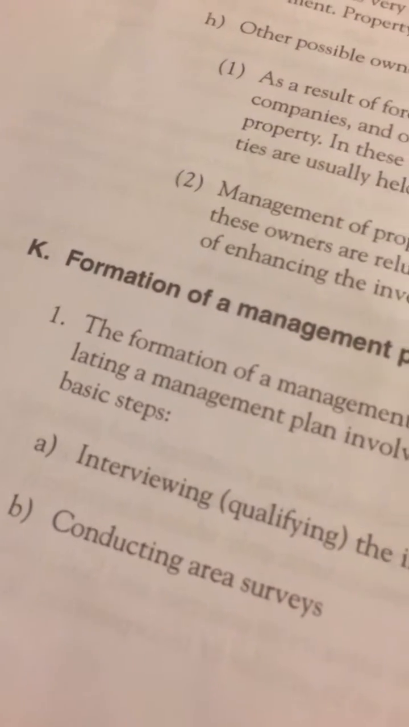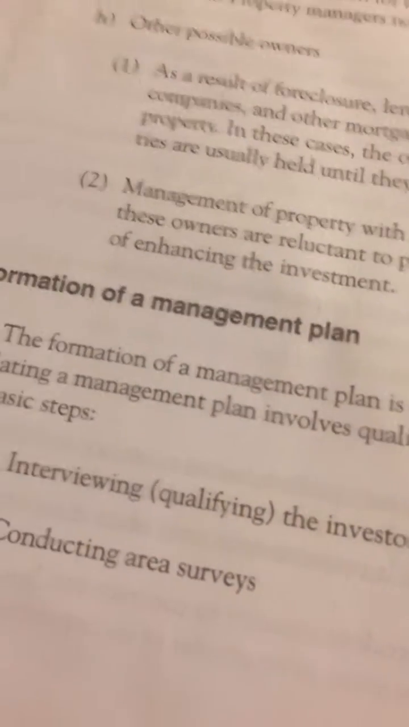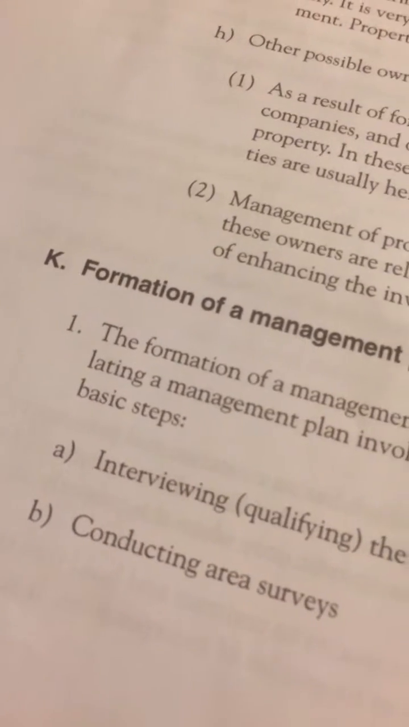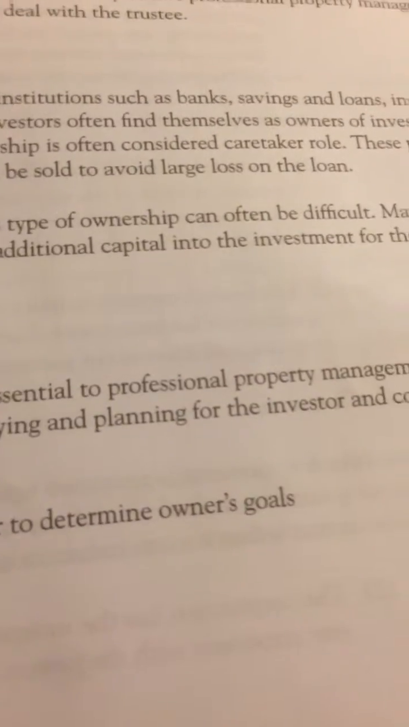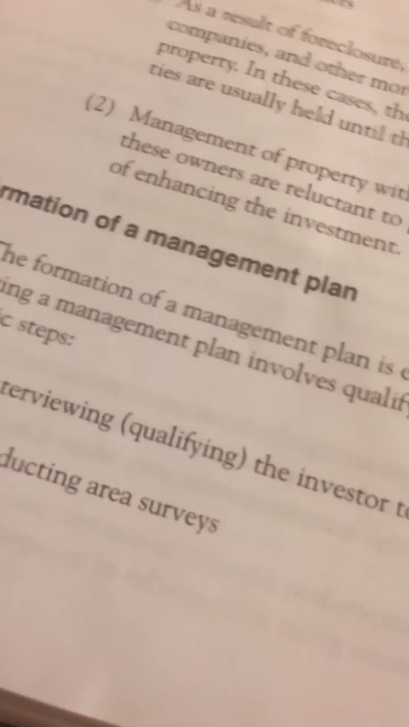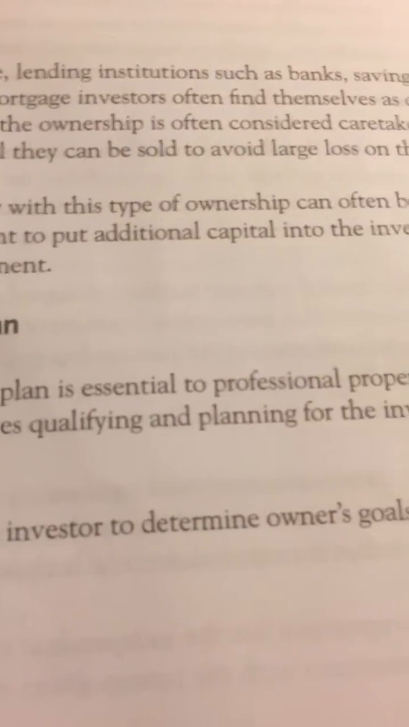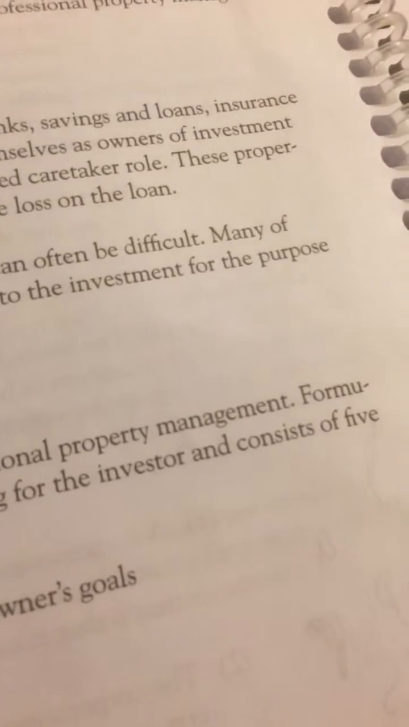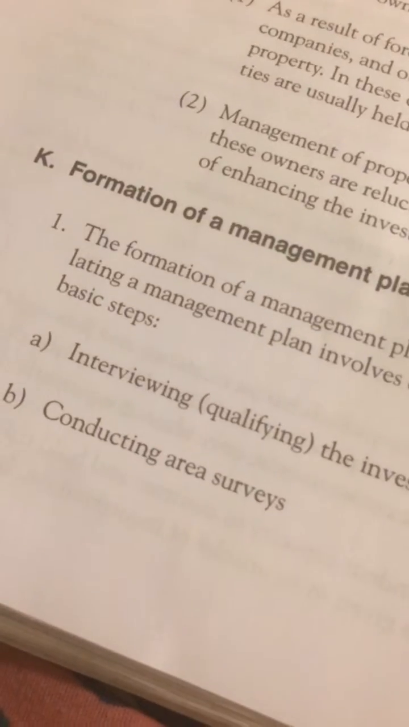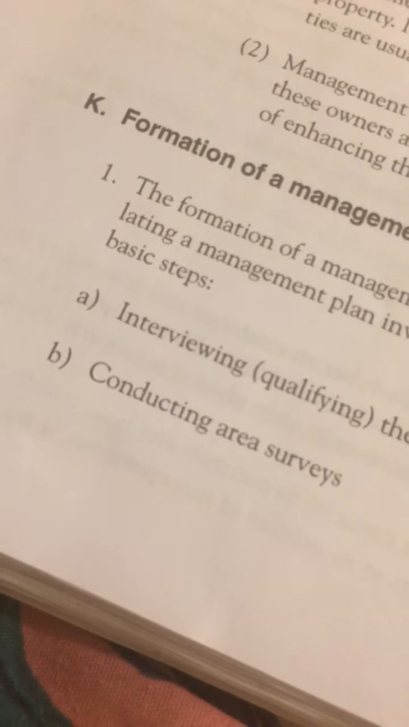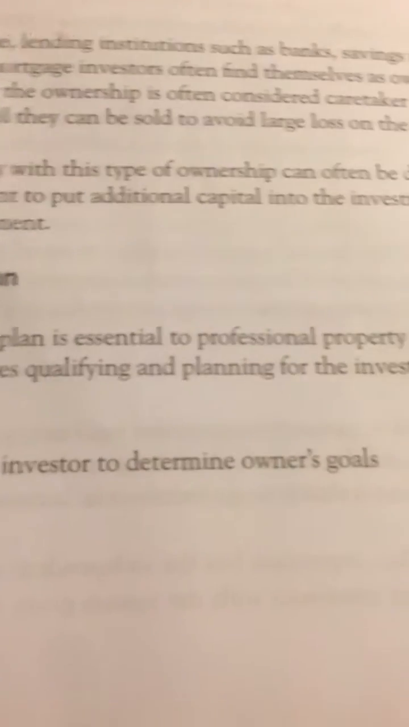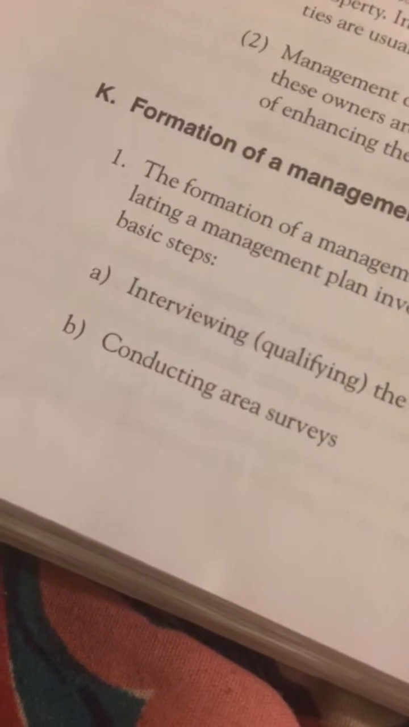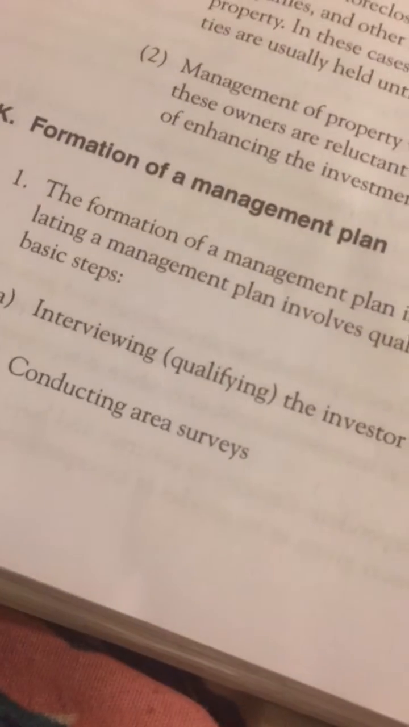K. Formation of a management plan. 1. The formation of a management plan is essential to professional property management. Formulating a management plan involves qualifying and planning for the investor and consists of 5 basic steps. A. Interviewing, qualifying the investor to determine the owner's goals. B. Conducting area surveys.